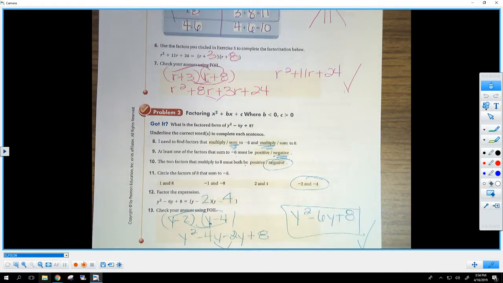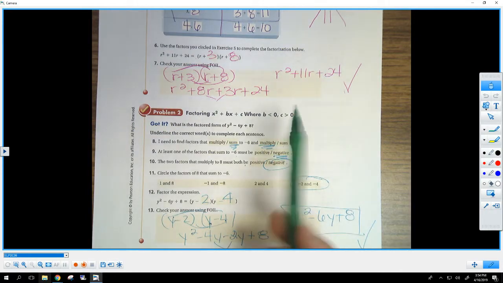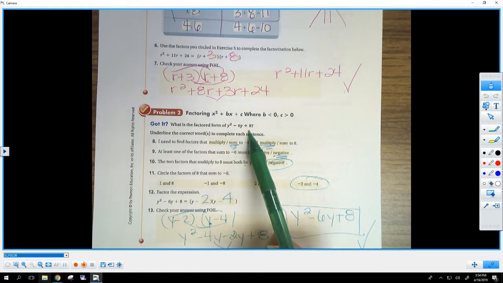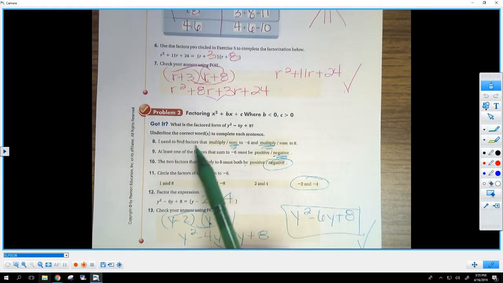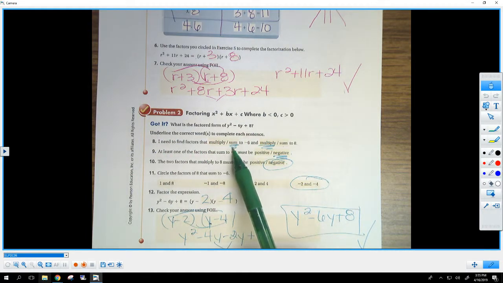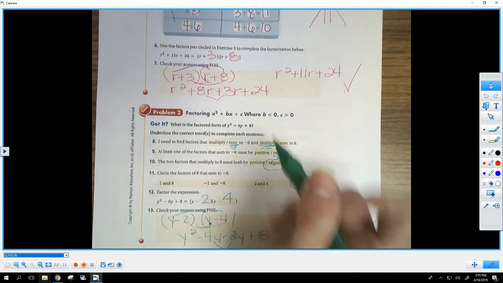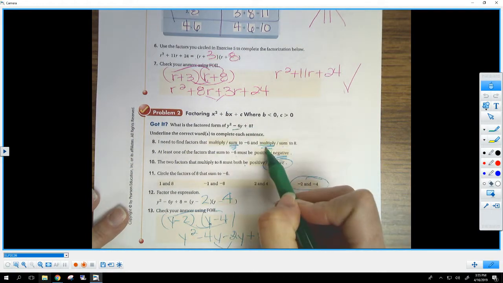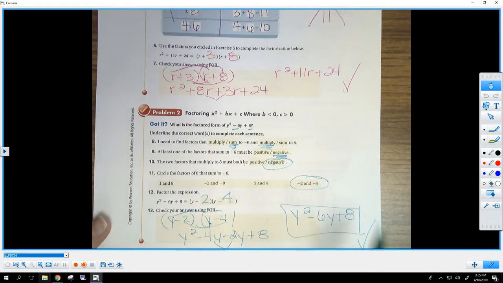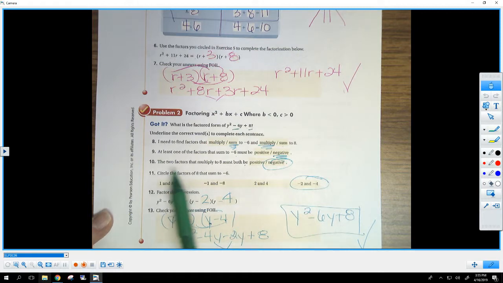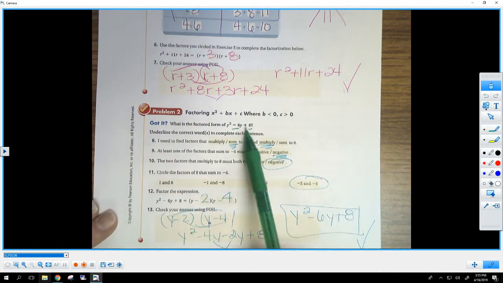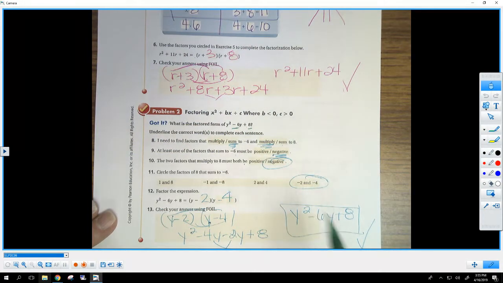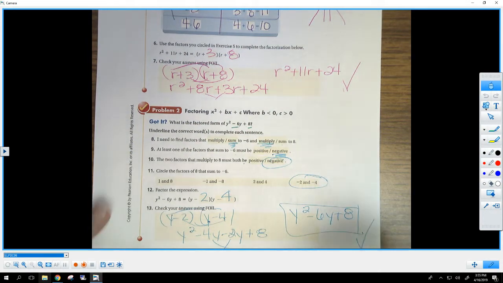So when we break that down, we clearly see that if we have y squared minus 6y plus 8, I need to find the factors that add. Sum means add to negative 6, right? And then multiply to equal 8. So at least one of the factors must add to negative 6. One of them has to be negative. The 2 factors that multiply to 8, both must be negative for this to be positive, right? So now we're figuring out the signs.